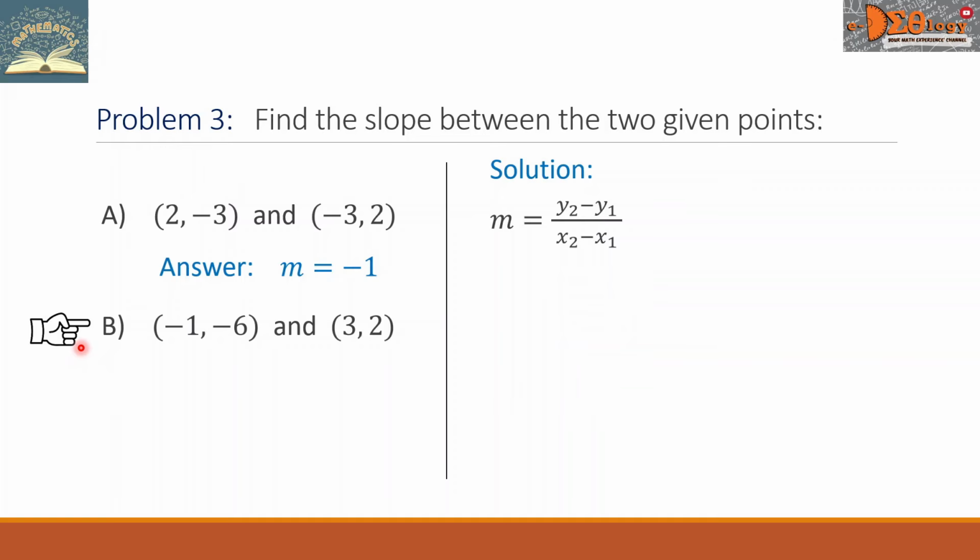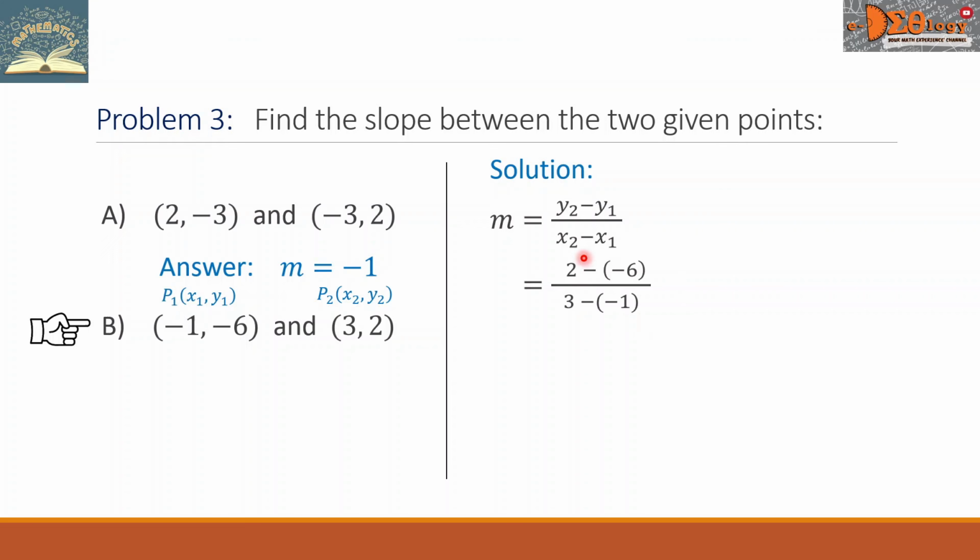We go to problem B. The points are negative 1, negative 6, and 3, 2. We assume the first point to be the P sub 1 with coordinates x sub 1, y sub 1. For the second point, that is the P sub 2 with coordinates x sub 2, y sub 2. Let us now substitute the values in the formula. So y sub 2, that is 2, minus the y sub 1. We write here negative 6, all over x sub 2, that is 3, minus x sub 1, that is negative 1.